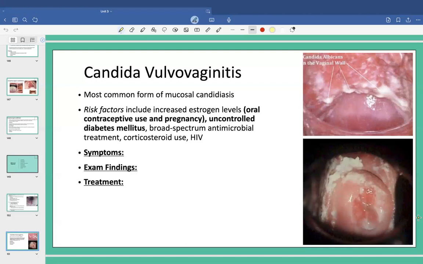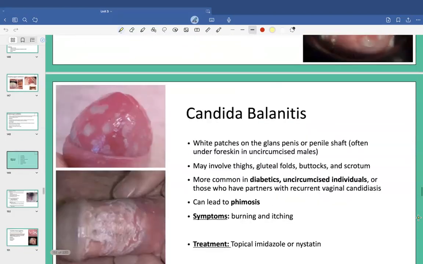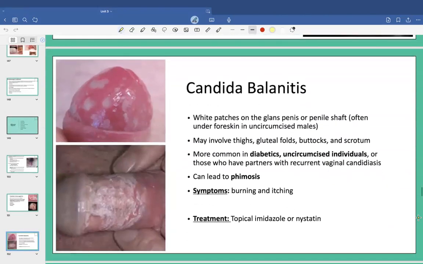Candida balanitis. This is white patches on the glans penis or the penile shaft, often under the foreskin in uncircumcised males. It might involve the thighs, the gluteal folds, the buttocks, and the scrotum. Typically in uncircumcised individuals, diabetics, or if their partner has recurrent vaginal candidiasis. It can lead to phimosis.